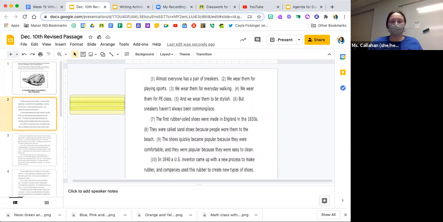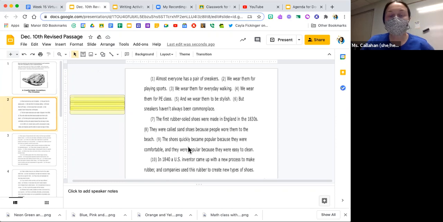So I'm going to read this through. Almost everyone has a pair of sneakers. We wear them for playing sports. We wear them for everyday walking. We wear them for PE class. And we wear them to be stylish. But sneakers haven't always been commonplace. The first rubber-soled shoes were made in England in the 1830s. They were called sand shoes because people wore them to the beach.